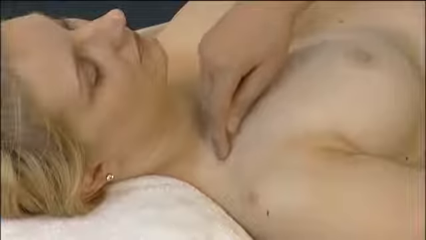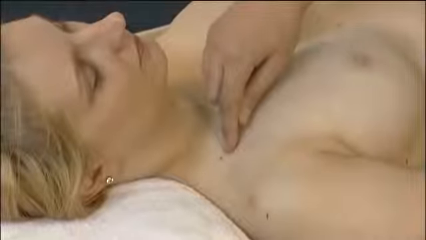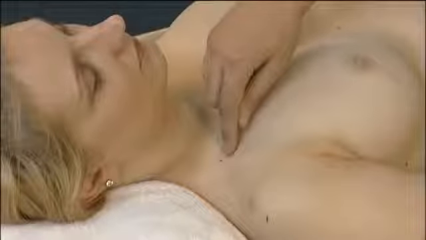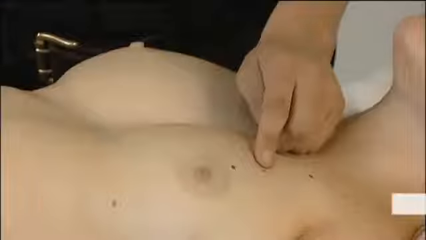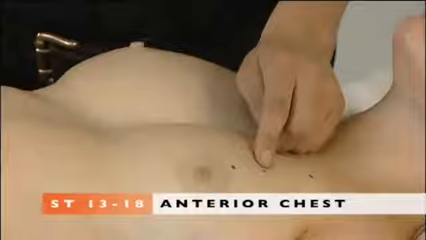Stomach 12 is posterior to the midpoint of the superior border of the clavicle. Frequently there's a nice little notch there. Stomach 13 is on the inferior border of the clavicle, 4 cun lateral from the midline.